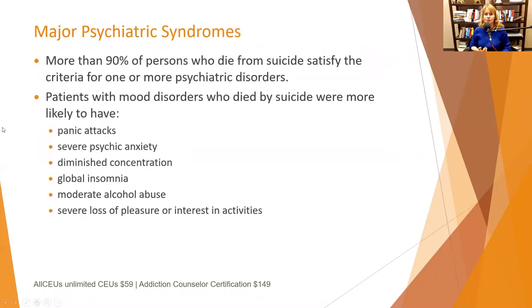Major psychiatric symptoms. More than 90% of people who die from suicide satisfy the criteria for one or more psychiatric disorders. So this statistic can be used against the argument that people with mental health issues are not dangerous. But you've got to remember, it's not either/or. There are millions of people that have diagnosable mental illnesses. There are not millions of people that commit suicide. But of the people who do try to commit suicide, 90% of them qualify for one or more psychiatric disorders.